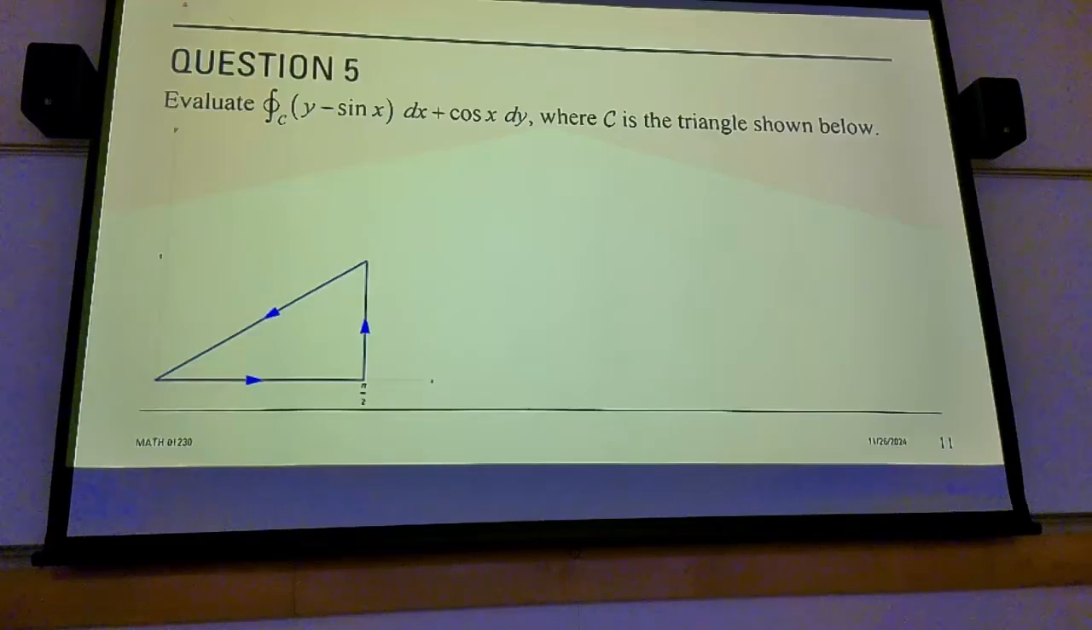So what do you notice? C is the union of 3 different lines. True? Something even more important. I guess there's 2 things that are really important. You can describe the region inside, the region bounded by the path.